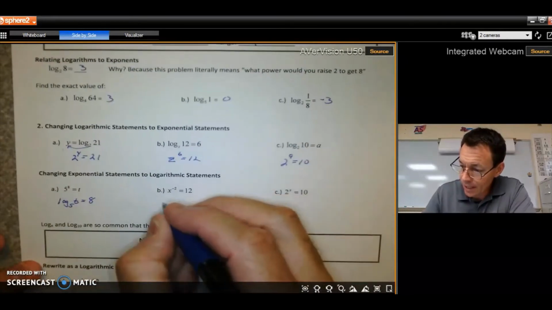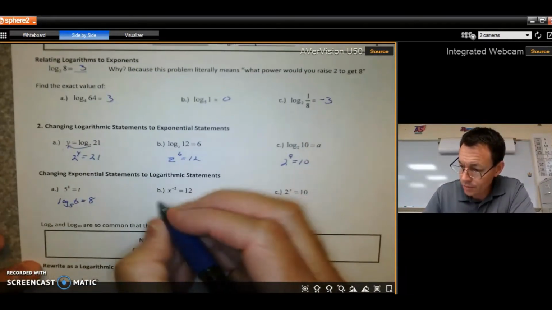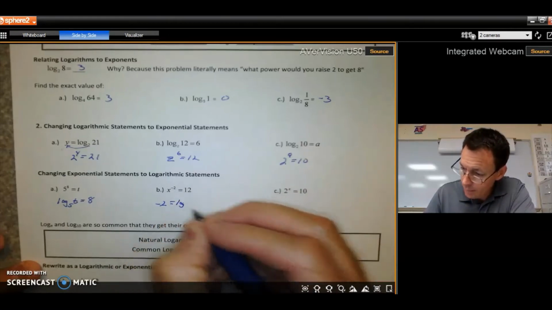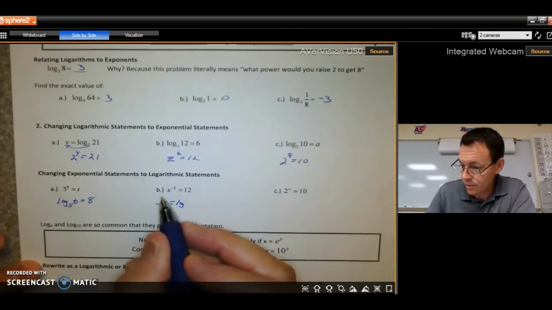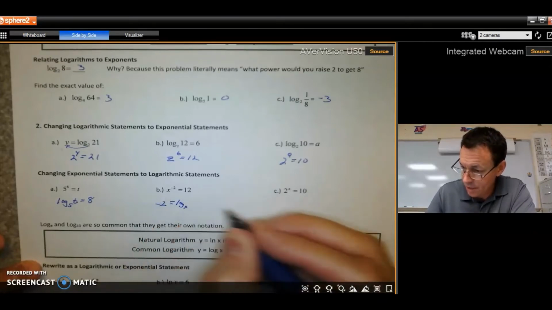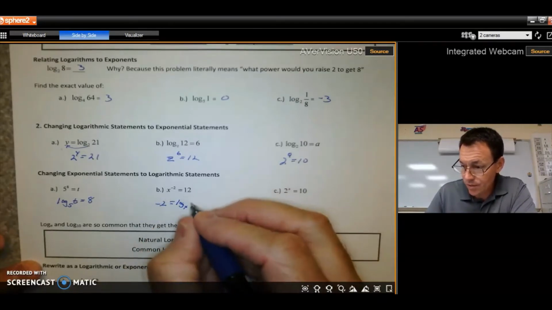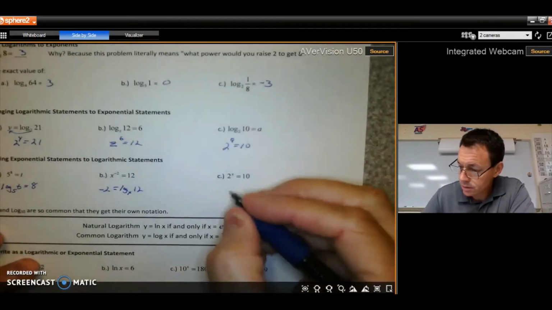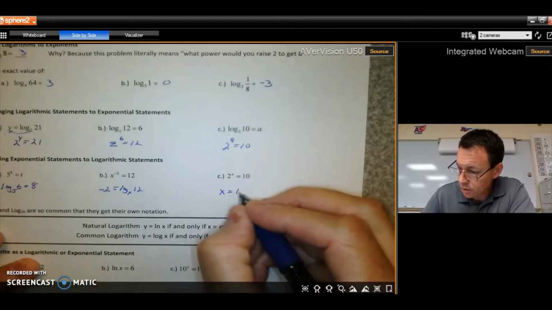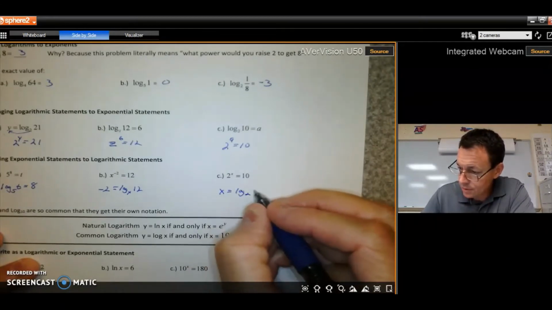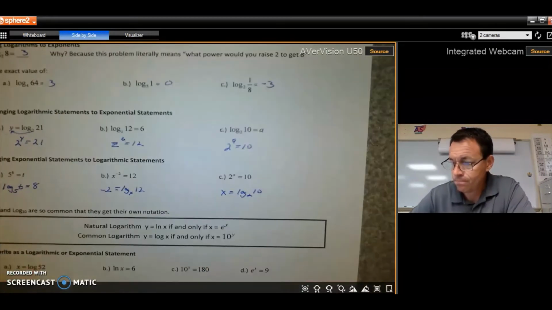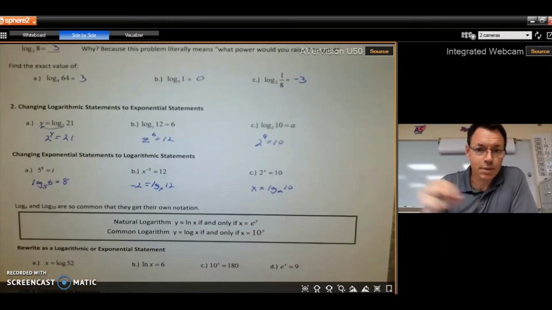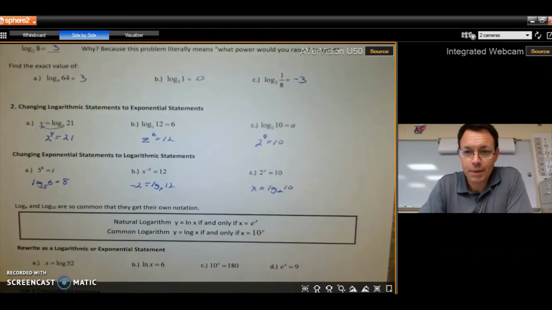So for this, I'm rewriting this as a logarithm. So -2 equals, and it's going to be the log base, what my base is. So this has a base of x. This will be a base of x. And then you just write down the number you haven't used yet, 12. For the last one, x equals log base 2 of 10. Okay, so that's writing logarithms as exponentials and exponentials as logarithms. You need to be able to go back and forth.